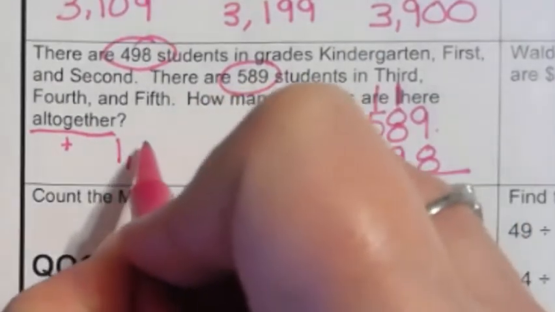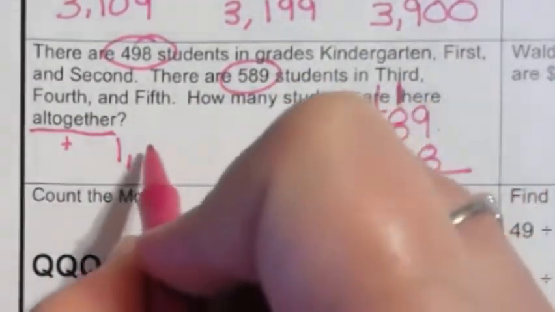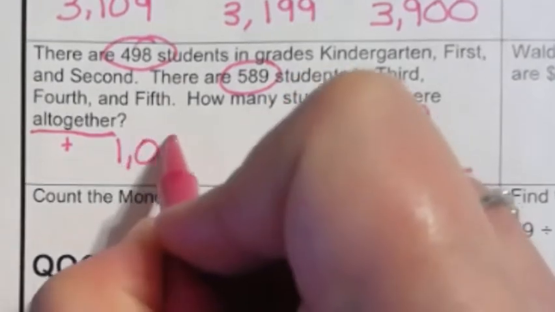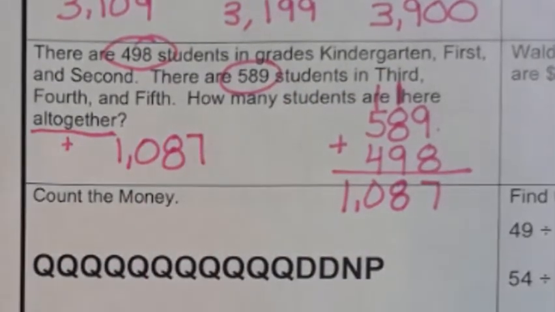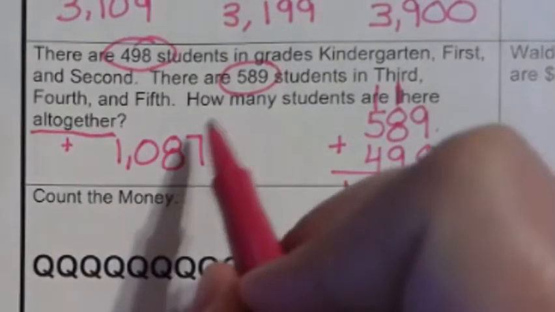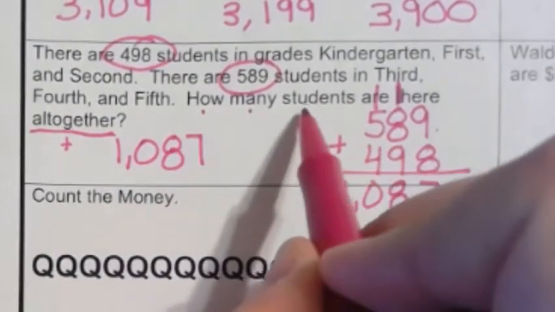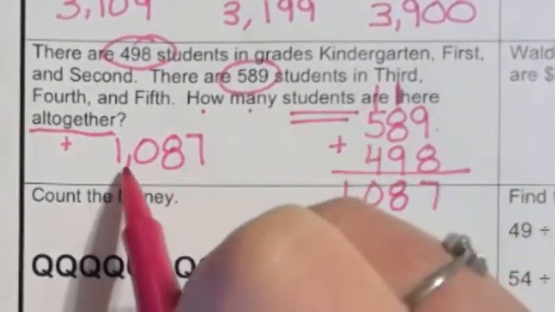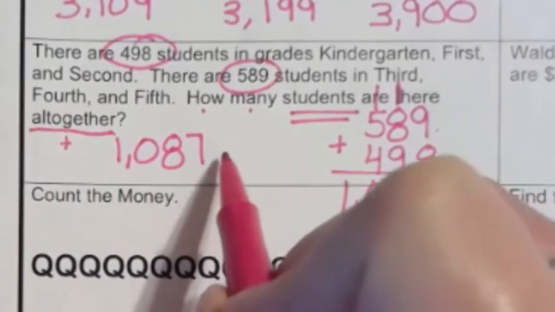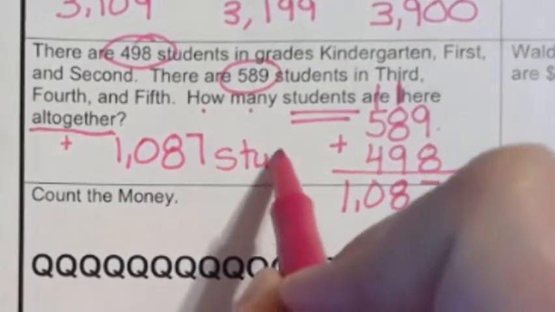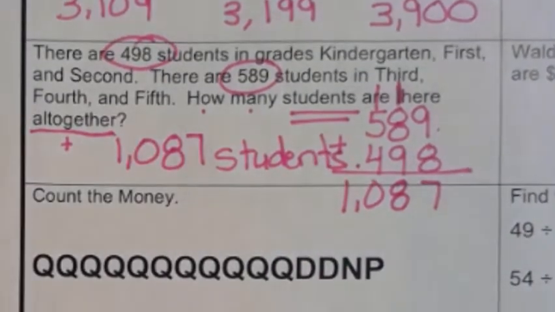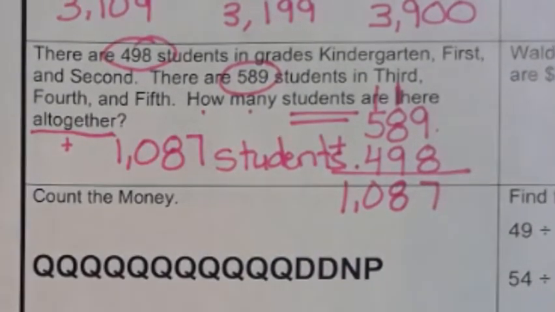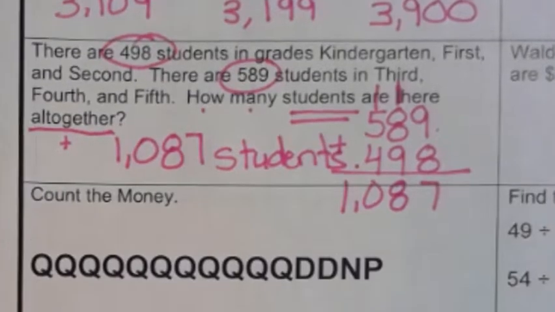Miss Powell, we're always told to label our answers. What would you use as a label? We're students. We were talking about students. Right. How many students? So my answer is 1,087 students. Again, show your work. Line your numbers up. Make sure that you do it neat. That way you'll get the correct answer.